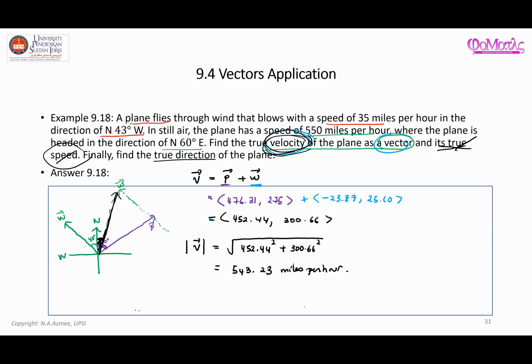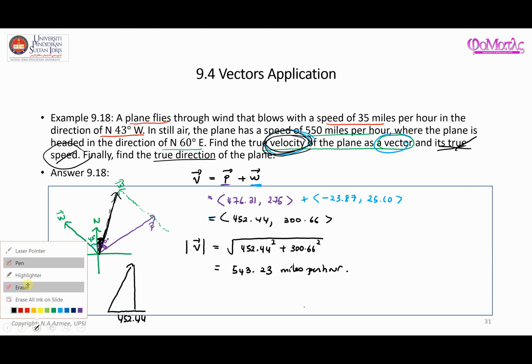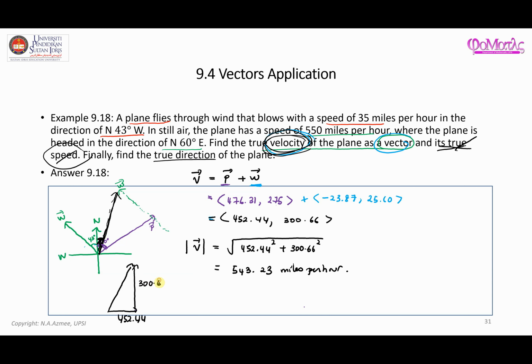Okay, so if you sketch the vector here, you already know that the x component is given by this one, 452.44, and next you have the y component, 300.66. So you will be able to get this angle here by using tangent of theta. This is theta, and this is also theta. So tangent theta is equal to 300.66 over 452.44.